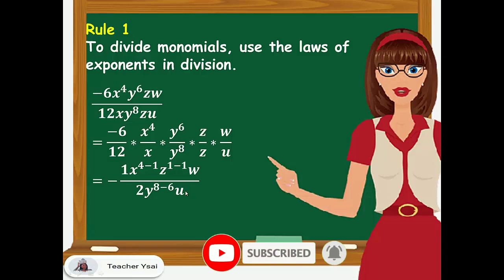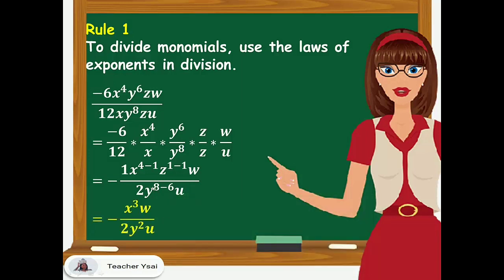Simplifying the equation, we have x cubed, z to the power of 1 minus 1 is z raised to 0, and z raised to 0 is 1. Simplifying the equation, we have negative x cubed w over 2y squared u.